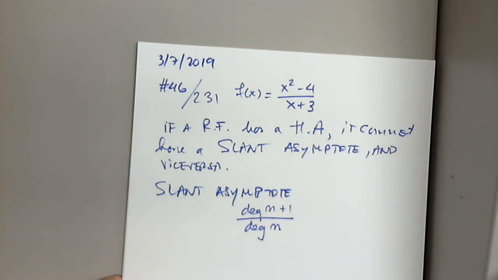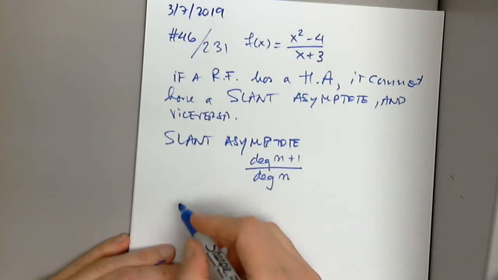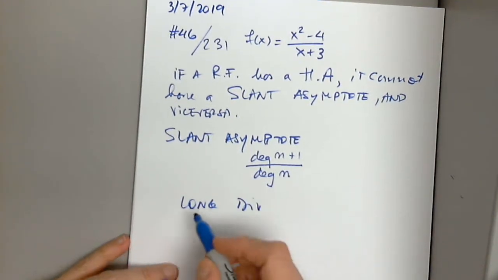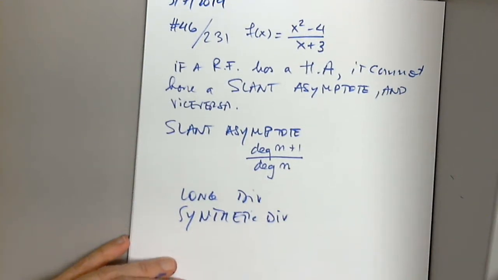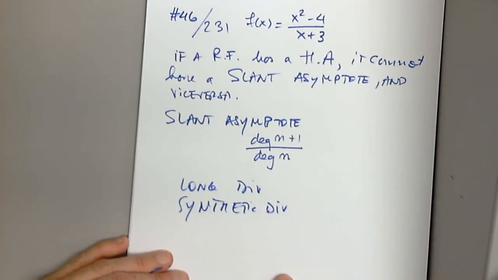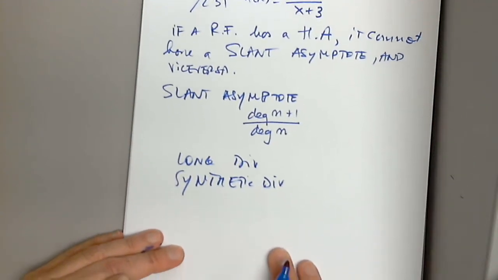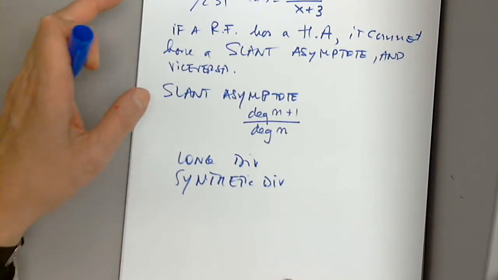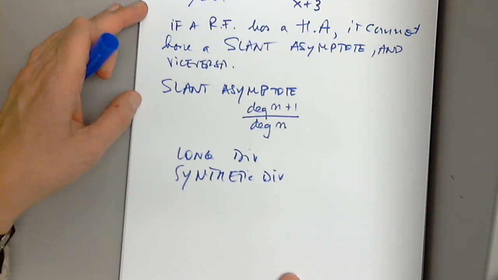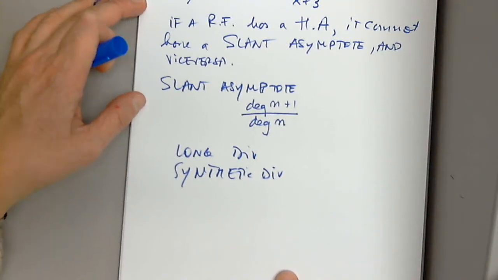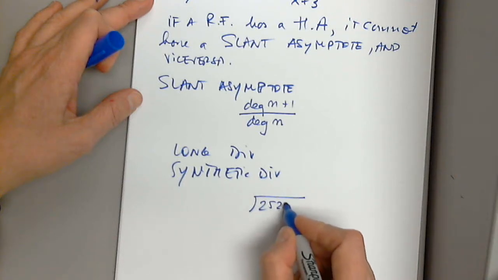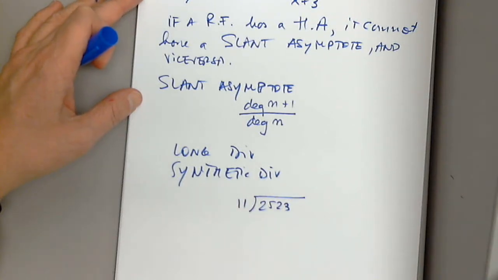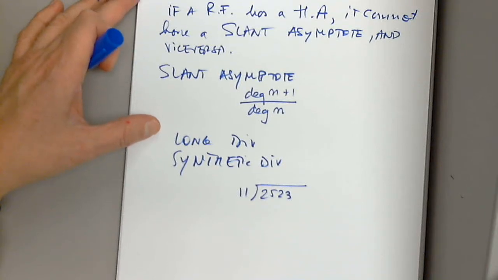So how do I find it? Does anyone remember long division or synthetic? Okay, so let's look at the long division. It's very, very easy. It's just simple division. It just is going to look different. If I divide, let's say, 2523 by 11, you can say grab your calculator. True, but I just want to make a point.